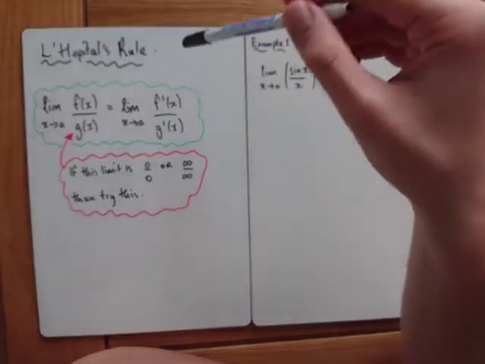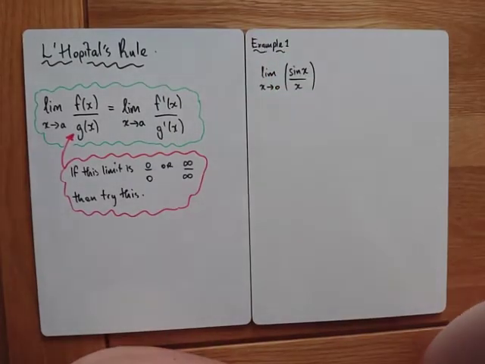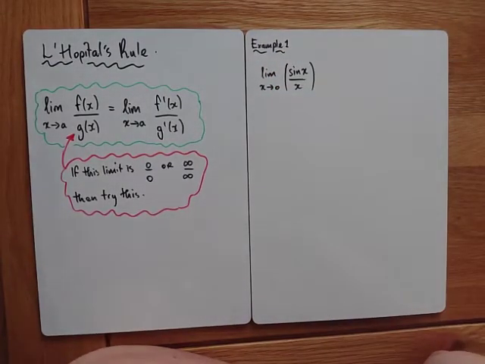Let's take a look at a topic called L'Hopital's rule. And this is a relatively quick principle that we can use that sometimes is going to help us to evaluate limits. We've already seen how we can use Maclaurin series and series expansions to evaluate limits.